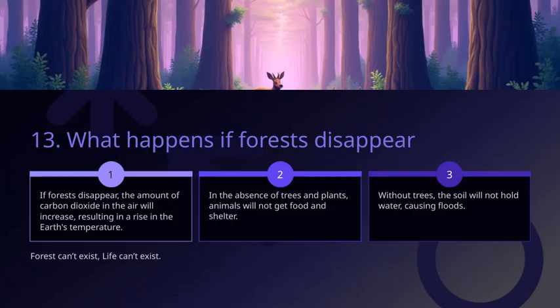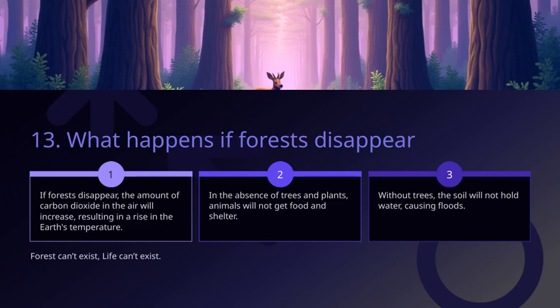So, what happens if forests disappear? Well, first and foremost, the amount of carbon dioxide in the air will increase. And as we know, higher CO2 levels lead to a rise in the Earth's temperature, contributing to climate change. Forests play a crucial role in absorbing carbon dioxide, so without them, this balance is upset.